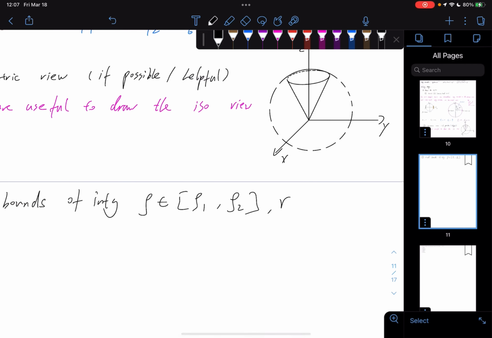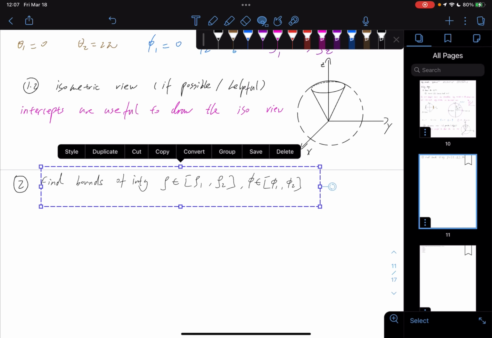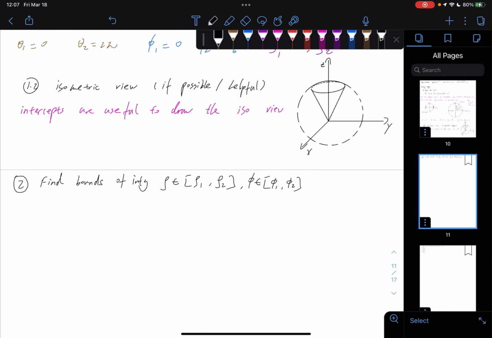And then rho belongs to, phi belongs to phi 1, phi 2. Make this a little bit smaller, save some space. And then theta belongs to theta 1 and theta 2.